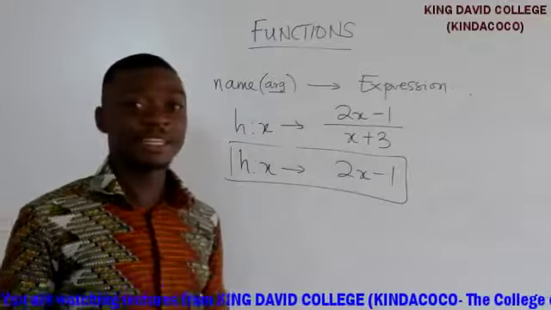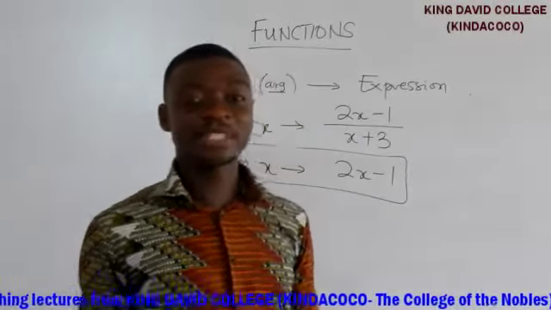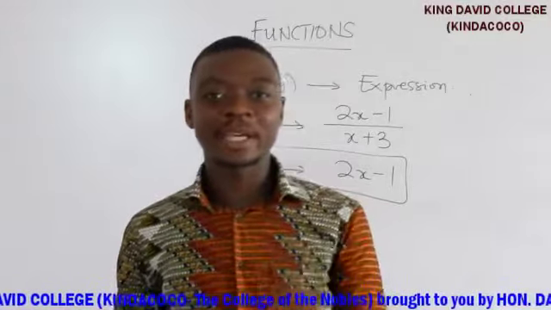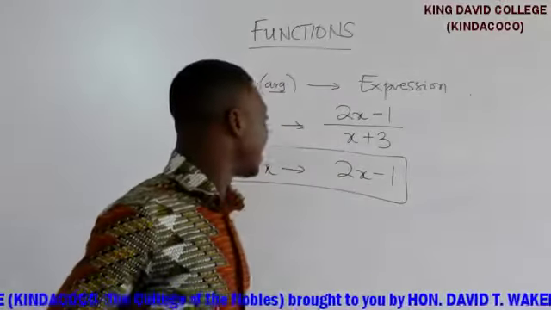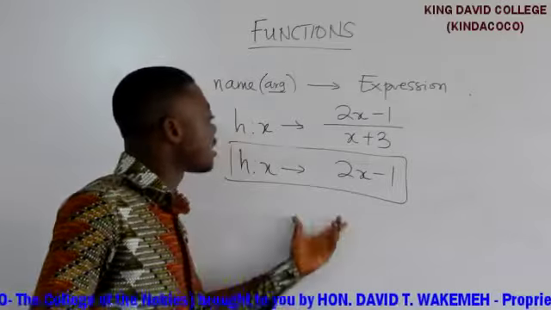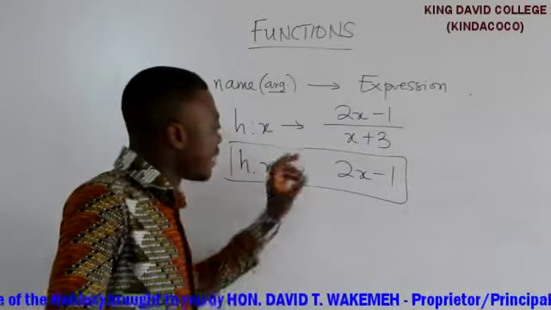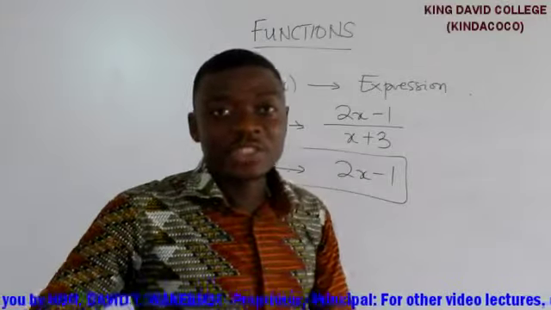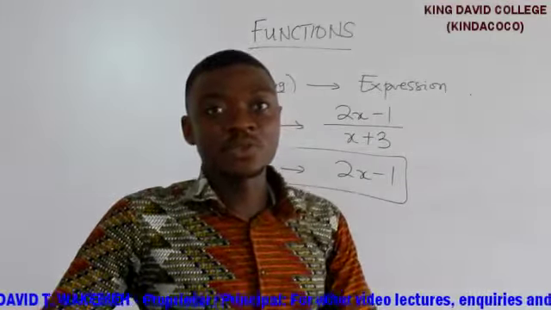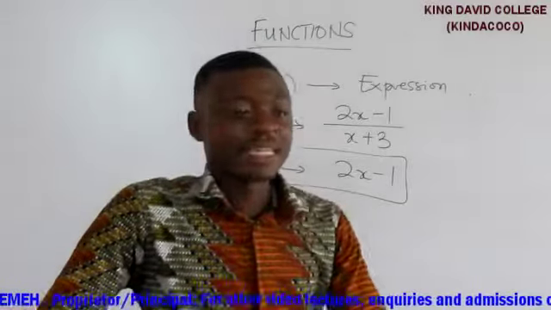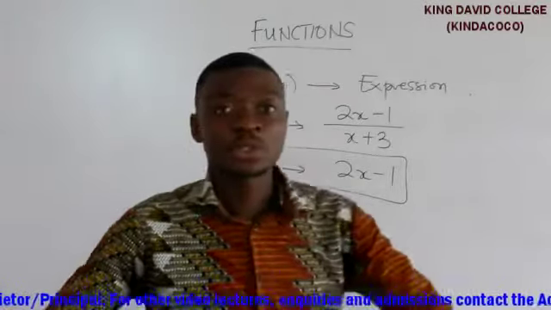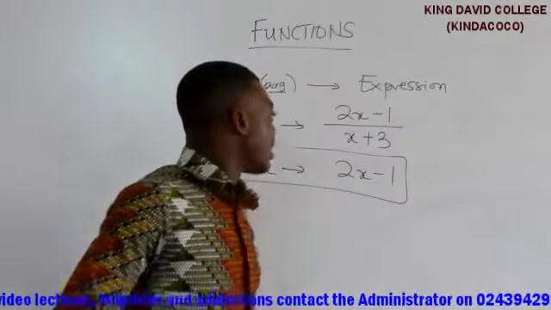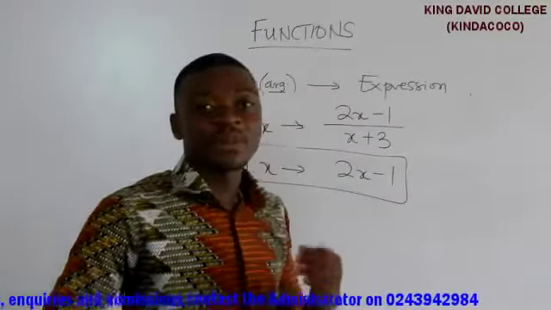So whenever you are given a function and you are asked to determine which values will make it undefined or make it not exist, it's just a matter of focusing. First of all, ask yourself, does the expression involve fractions? If it is no, then you note it down. Does it involve roots, square roots, cubic roots, fourth roots? Does it involve any of them?